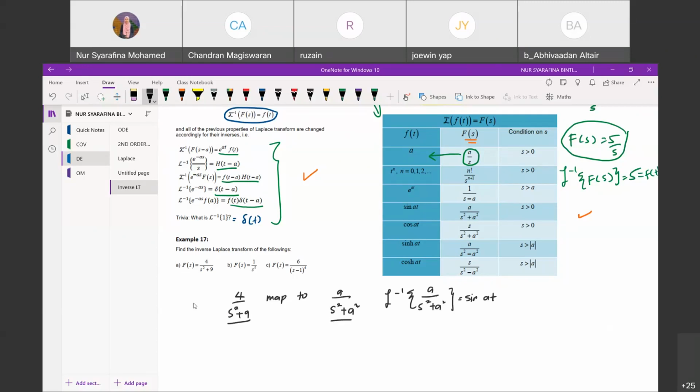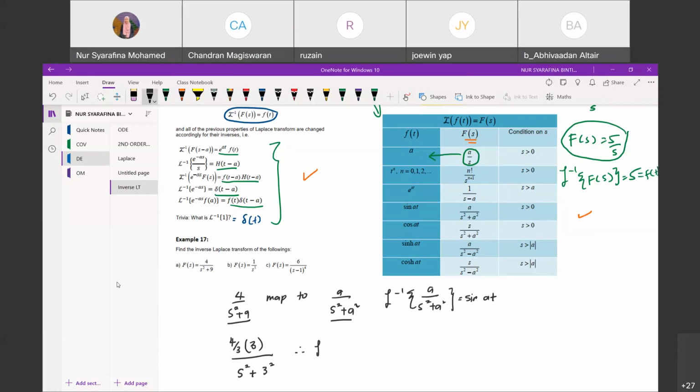As you can see here, it is 9, right? If it is 9, when you want to convert to a squared, it should be 3 squared. So this a should be 3, and you should have 3 here. But you want to remain 4 there. So you should multiply with what, in order to remain the value of 4? Over 3. Yes, 4 over 3.